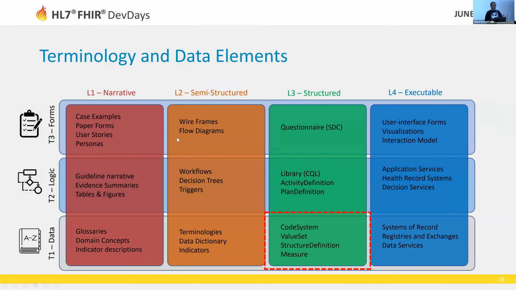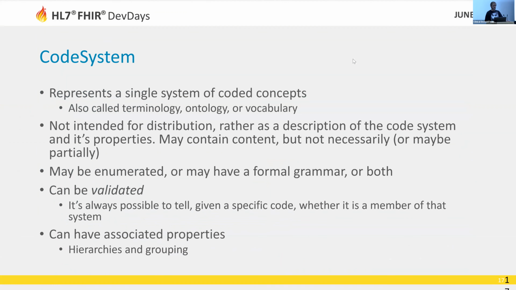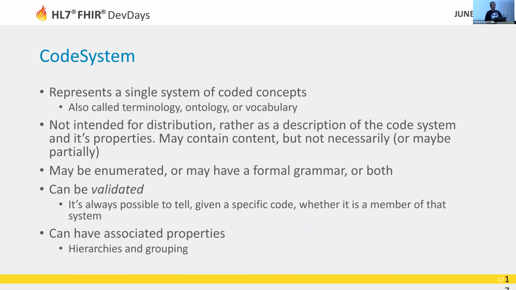So the first thing we look at is terminology and data elements, given the code system, the value set, and the structure definition and measure. Start with just a brief overview of terminology and how that's actually shared in FHIR. So there's a code system resource, which represents a single system of coded concepts. It's not intended for distribution. It's a description of the code system and its properties. It may contain content, but not necessarily, or maybe even partially.